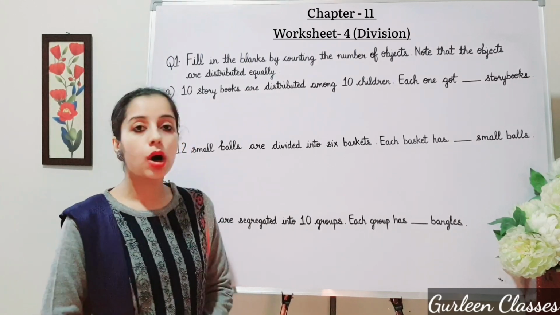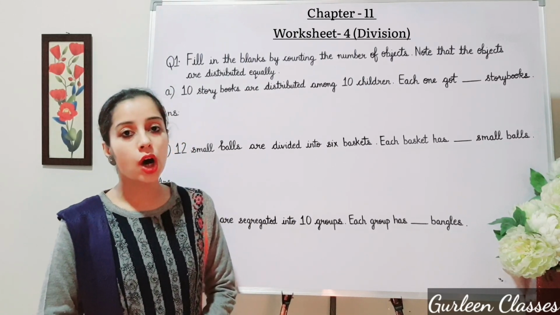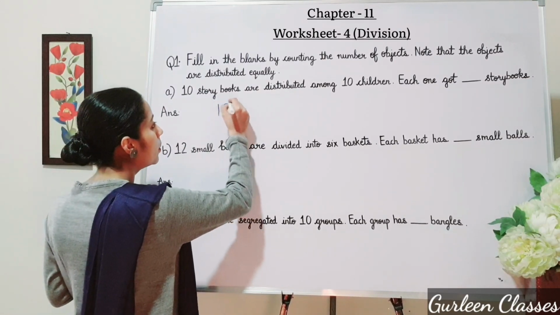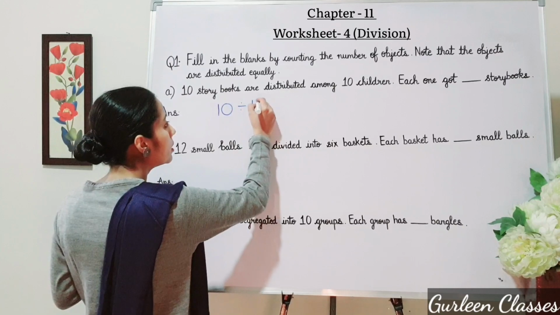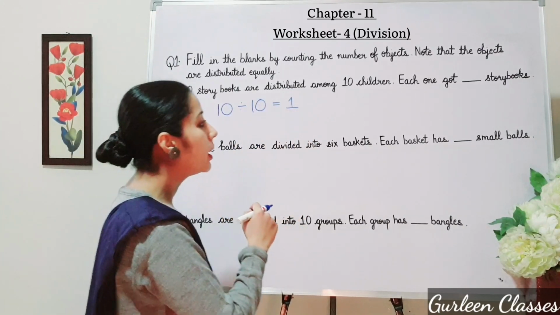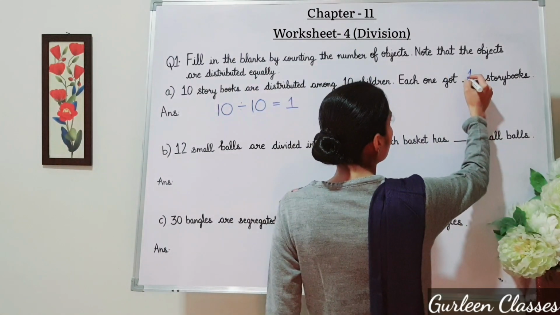So each one got how many storybooks? So how many total storybooks were there? 10. And it is distributed among 10 children. So 10 divided by 10, it is 1. So each one has got one storybook.